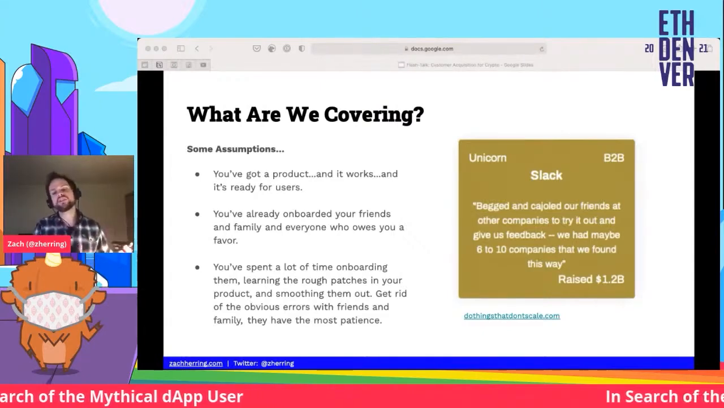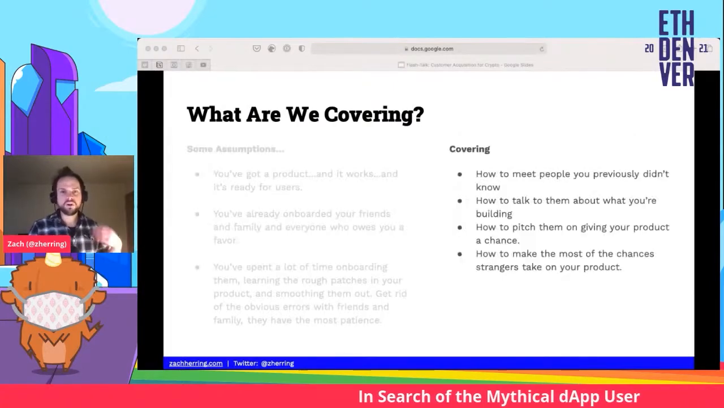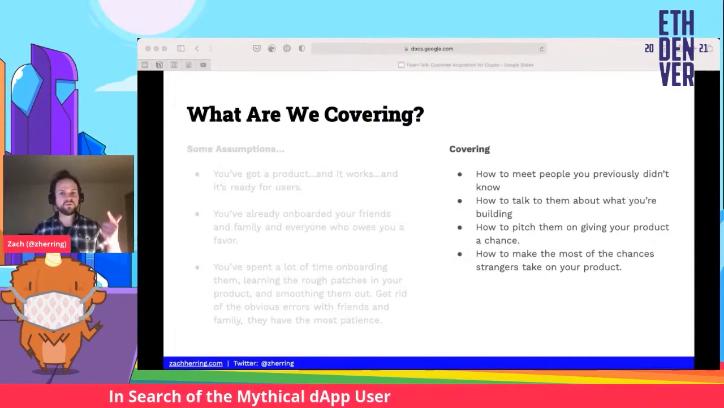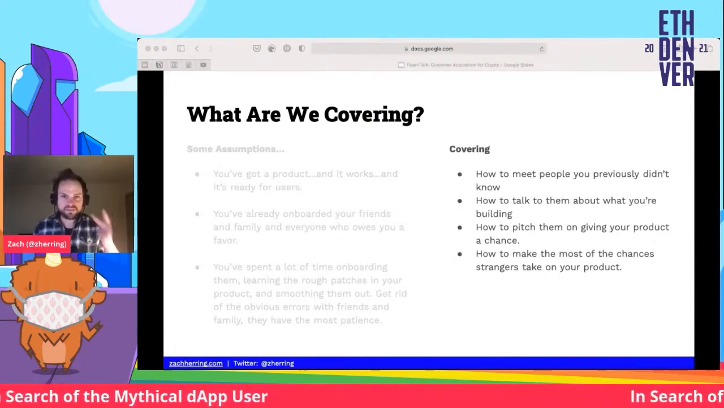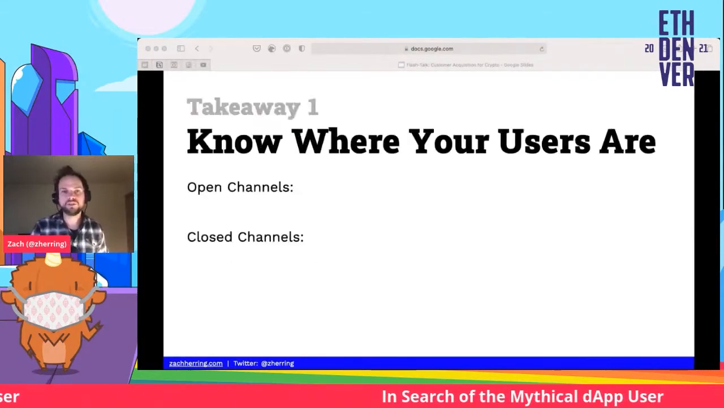But this is assuming you've already maxed that out. You've already gotten everybody on. You've already made those discoveries. So what we're going to be covering is how to meet people you previously didn't know, how to talk to them about what you're building, how to pitch them on giving your product a chance, and then finally how to make the most of the chances strangers take on your product.